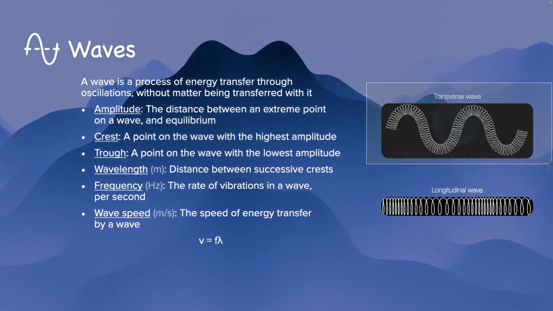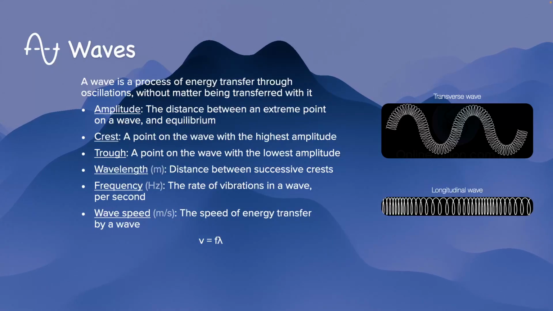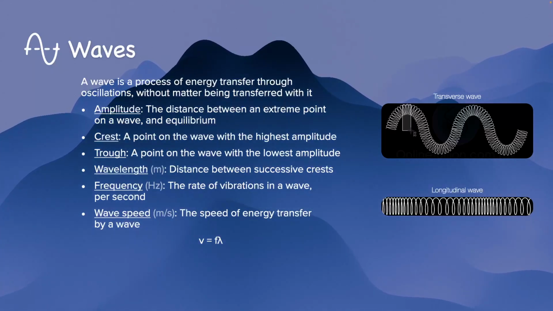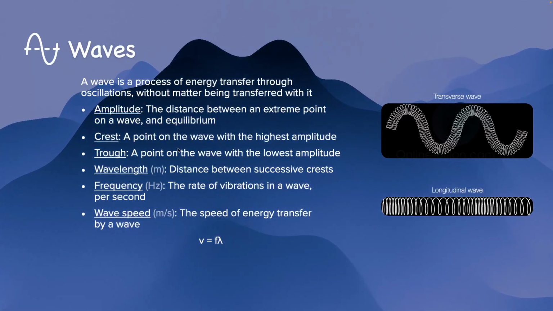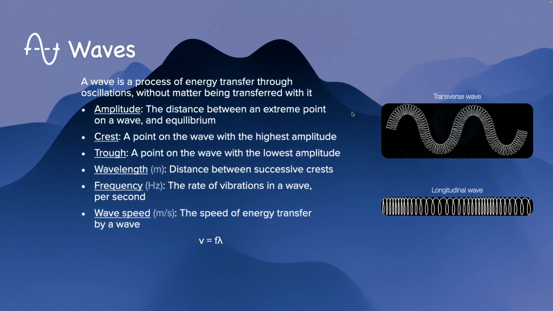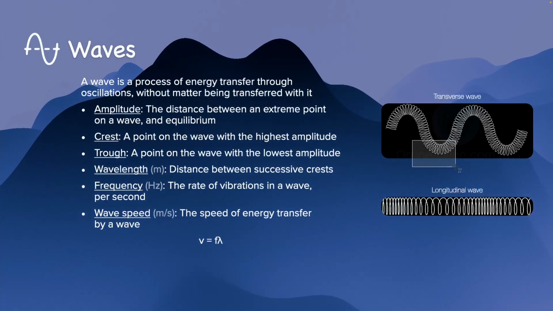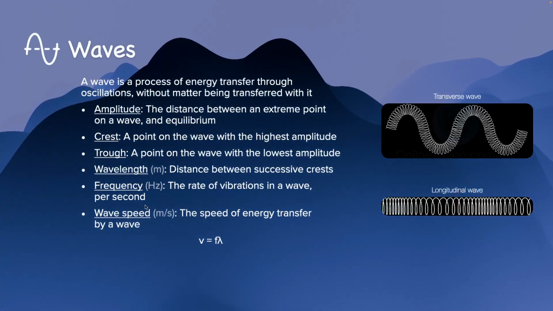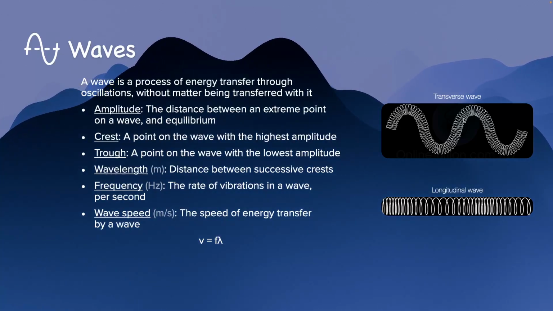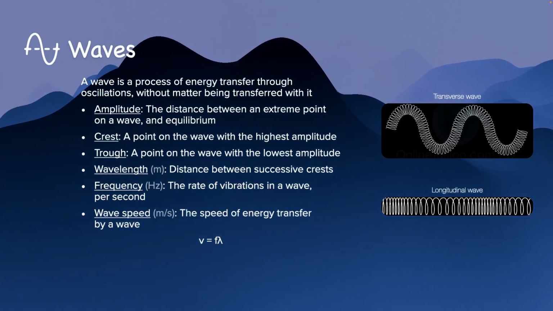So for example, on this transverse wave, the amplitude would be from this stop point to the equilibrium or center of the wave. So this is your amplitude. A crest is a point on the wave with the highest amplitude. So this, and a trough is the one with the lowest amplitude, which is, for example, this. The wavelength is the distance between successive crests, or the distance which comprises one crest and one trough.